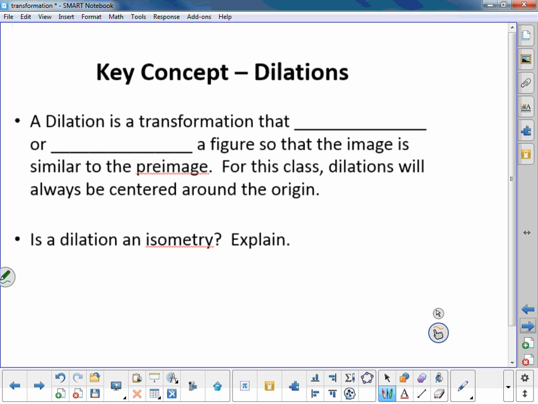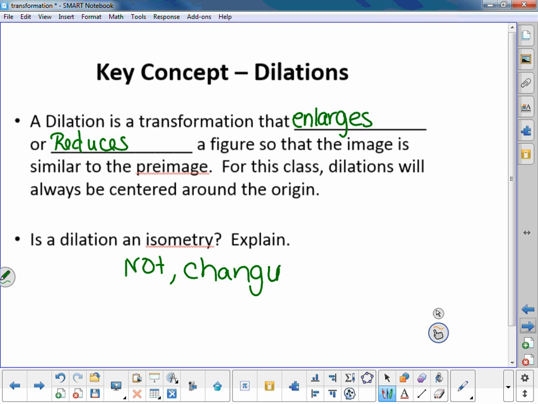Now, we've done translation. Now let's do dilation. A dilation is the transformation that enlarges or reduces a figure so that the image is similar to the preimage. For this class, dilation will always be centered around the origin. Now this one is not an isometry because it's changing size. Alright?